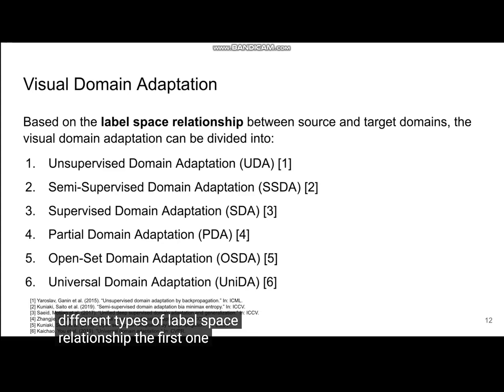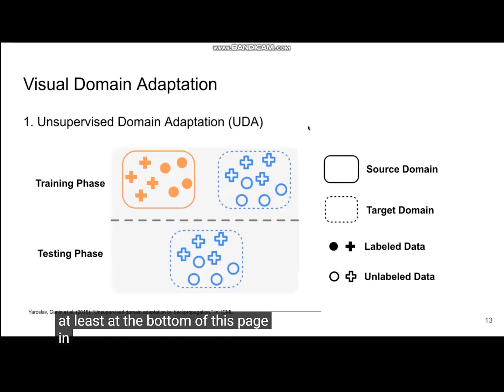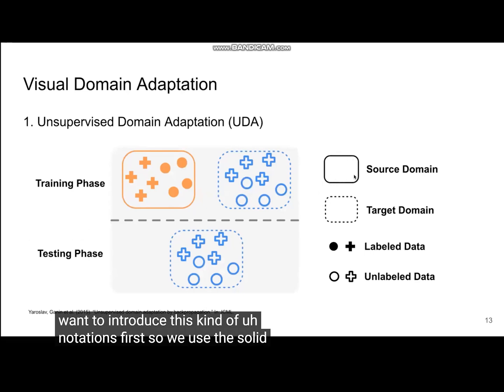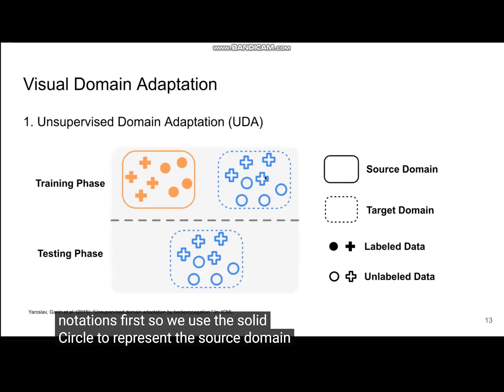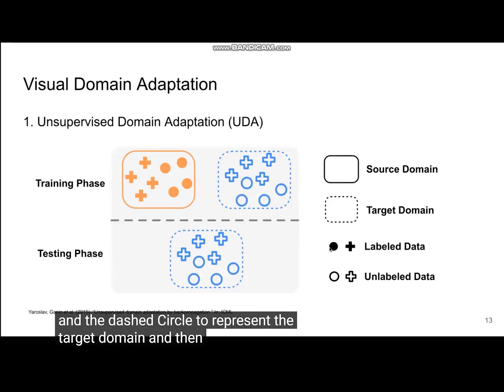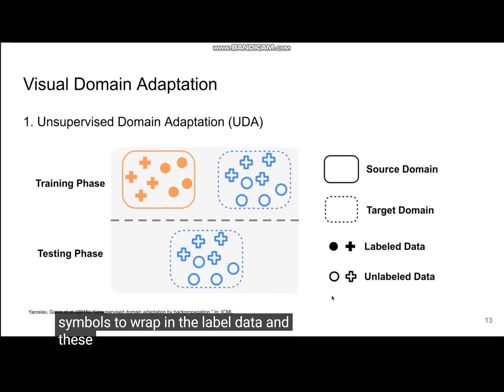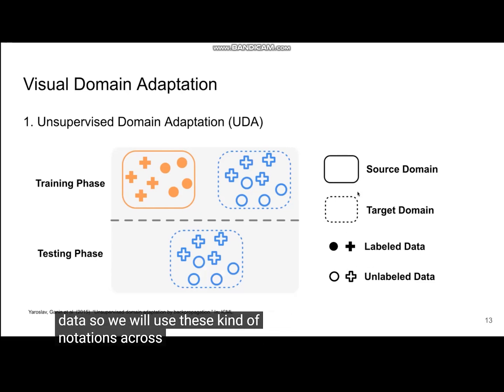The first one is the most traditional one, UDA, the very simple setting. So here I want to introduce some notations first. We use the solid circle to represent the source domain and the dashed circle to represent the target domain. And we use the solid symbols to represent labeled data and these empty ones to represent unlabeled data. So we will use these notations across this tutorial.